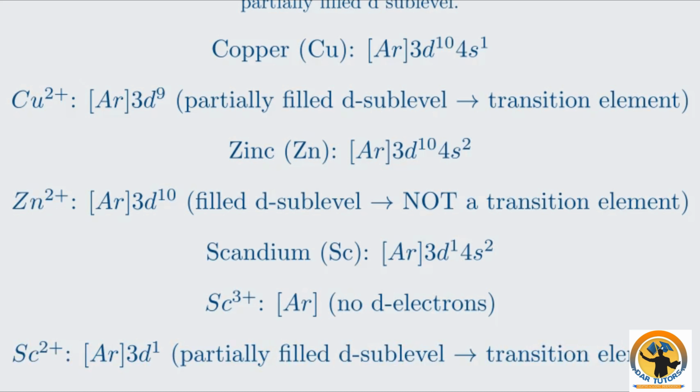The most common ion is Sc3+, which loses all three valence electrons to become [Ar]3d0. This has no d electrons, so it is non-transitional. However, scandium can also form a stable Sc2+ ion with the configuration [Ar]3d1. Since it forms a stable cation with a partially filled d sublevel, scandium is classified as a transition element. This demonstrates that the definition hinges on at least one stable cation, not necessarily the most common one.